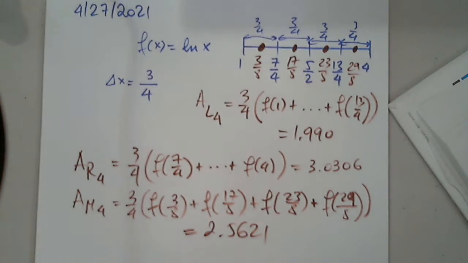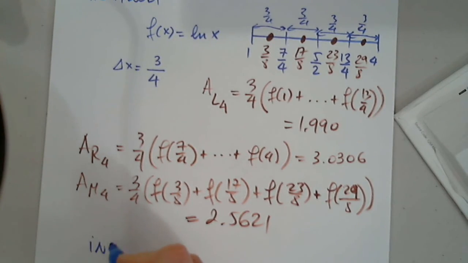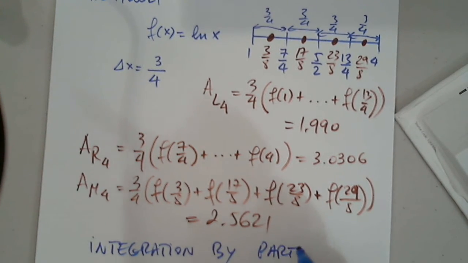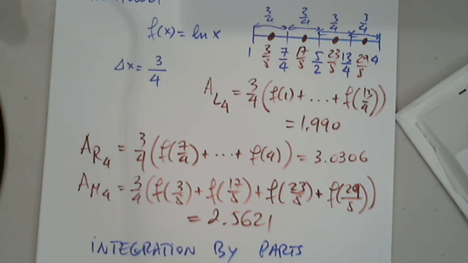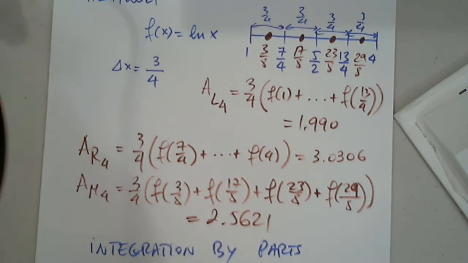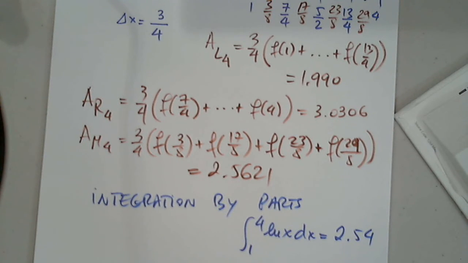And actually, to check myself, I use the technique that we talk about in Calc 2 called integration by parts. And when I calculated it, I got exactly 2.4. The integral from 1 to 4 of natural log of x dx, I got 2.54. But we're not talking about this today in Calc 2. If you want to take it, I teach it over the summer online entirely.